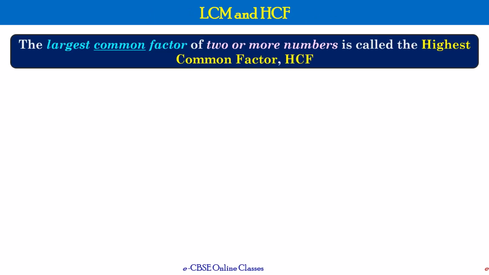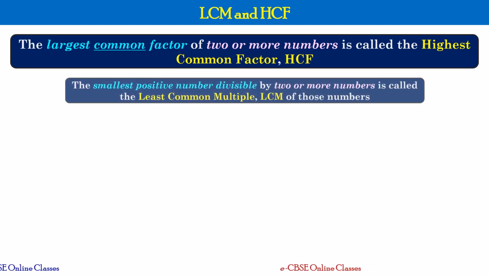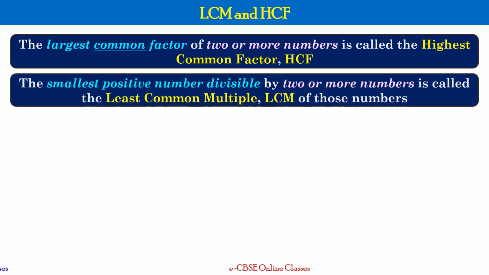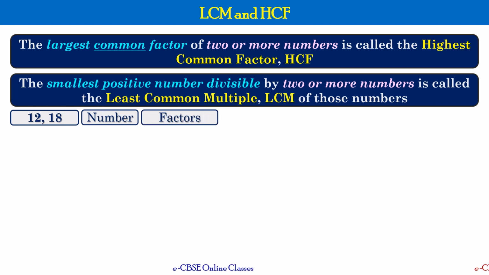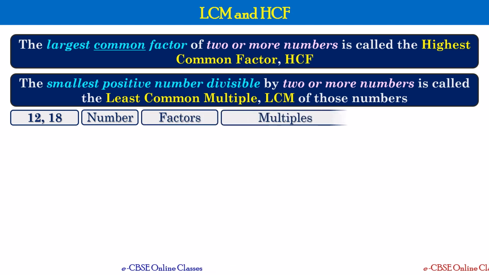Now let's try to connect the definitions of LCM and HCF in one place. So what is our HCF definition? The largest common factor of 2 or more numbers is called the highest common factor, HCF. The smallest positive number divisible by 2 or more numbers is called the least common multiple, LCM of those numbers. Let us look at some examples here. I am taking 12 and 18 as my numbers. So I am trying to factorize them and also look at the multiples of those.